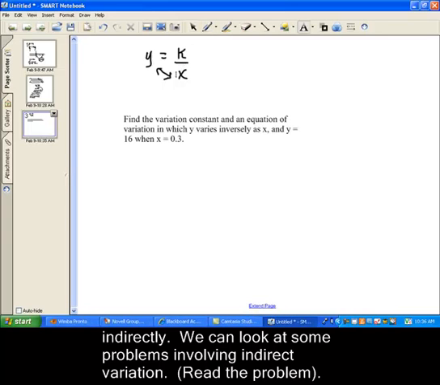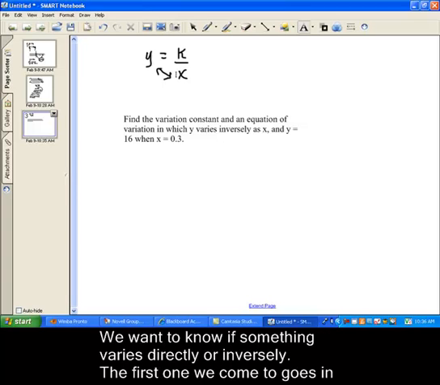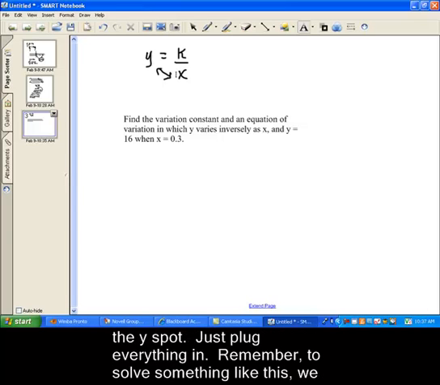So we can look at this problem, and it says find the variation constant. That's what we had before. We're finding k, and an equation of variation in which y varies inversely as x. That's what you're looking for in these problems. You want to know whether something varies directly or inversely, and this is telling you this one varies inversely. So the y, the first one that you come to, is going to go in the y spot. If it had been an m, it would still go in the y spot. Varies inversely as x. It tells you that y is 16.